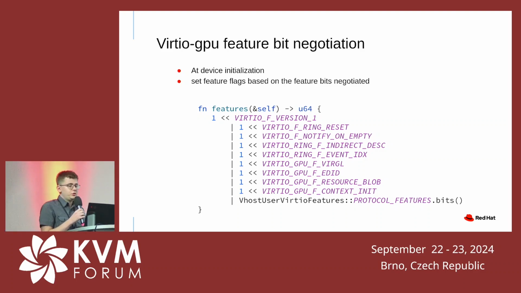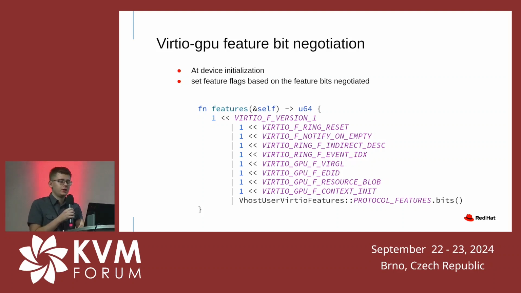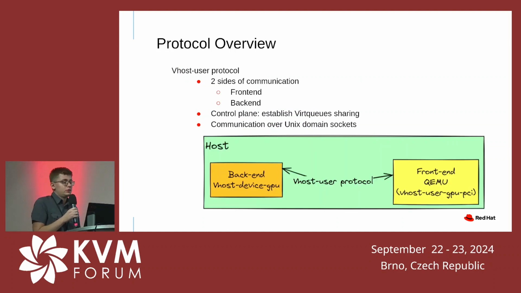The VirtIO GPU protocol requires the device to specify the feature flags it supports. The driver in the guest can then acknowledge and use the ones it wishes to use. The vhost-user protocol is designed to offload the VirtIO device processing from the QEMU process to another user space process running on the host. This user space process is then responsible for implementing the device functionality as per the VirtIO spec of that specific device.